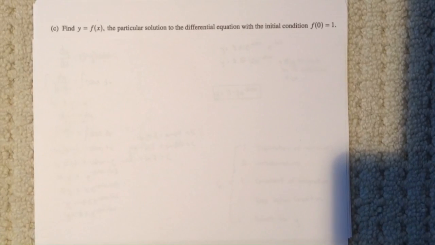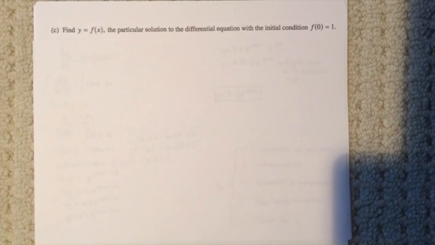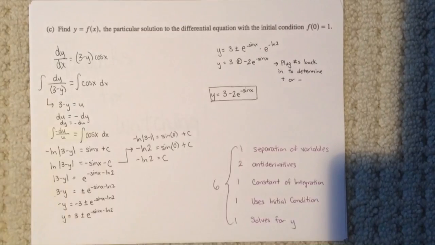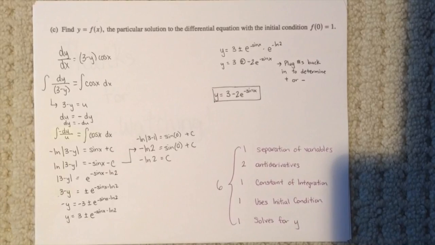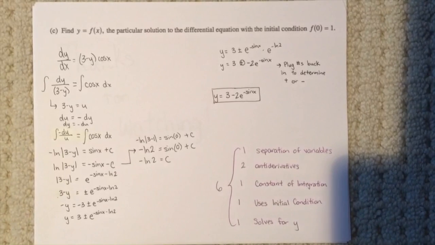So part C tells us to find y equals f of x, the particular solution to the differential equation with the initial condition of f of 0 equals 1. So essentially this problem is asking us to solve the original dy/dx differential equation given in the problem, which again is (3 minus y) times cosine x, at the point (0, 1). So first, we separated the variables, separating y to the left side of the equation and keeping x on the right.